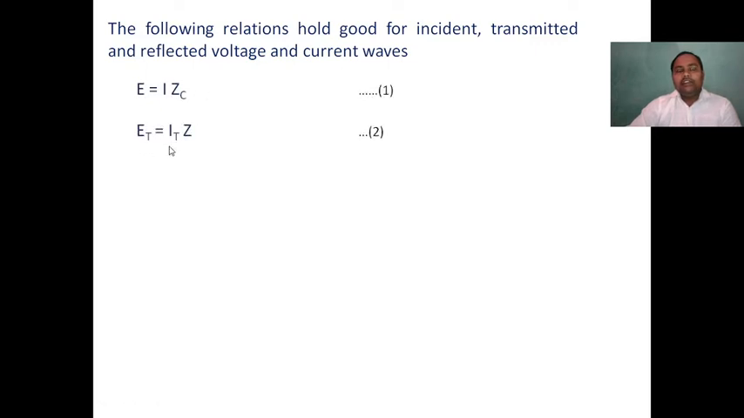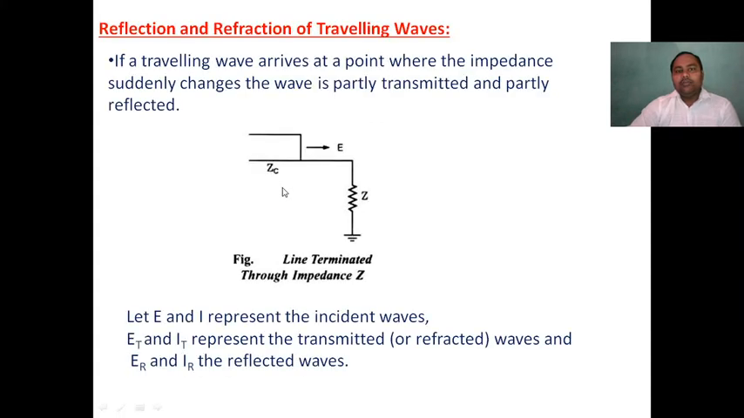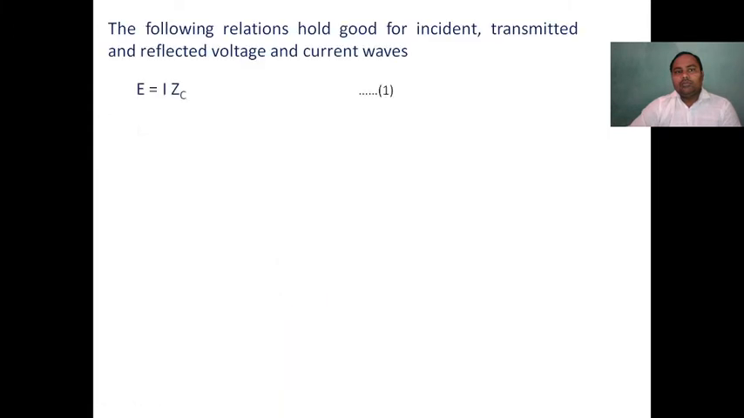Transmitted voltage is equal to transmitted current into impedance. If you observe the diagram, here the transmission occurs. So the transmitted voltage is equal to the transmitted current into Z. Reflected voltage is equal to minus IR into ZC. These are very important.